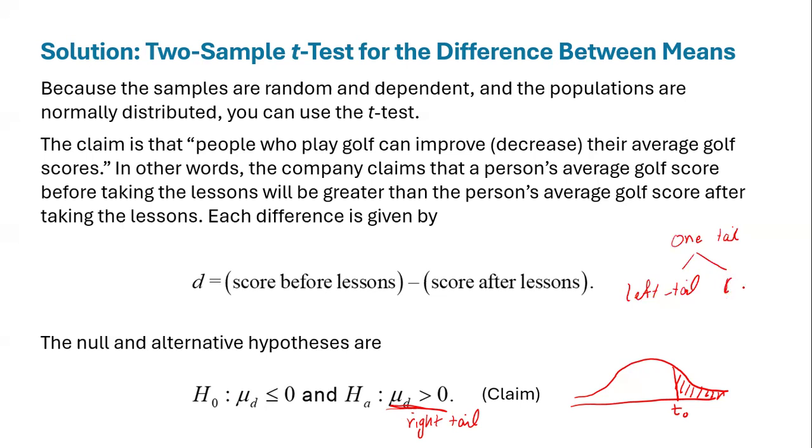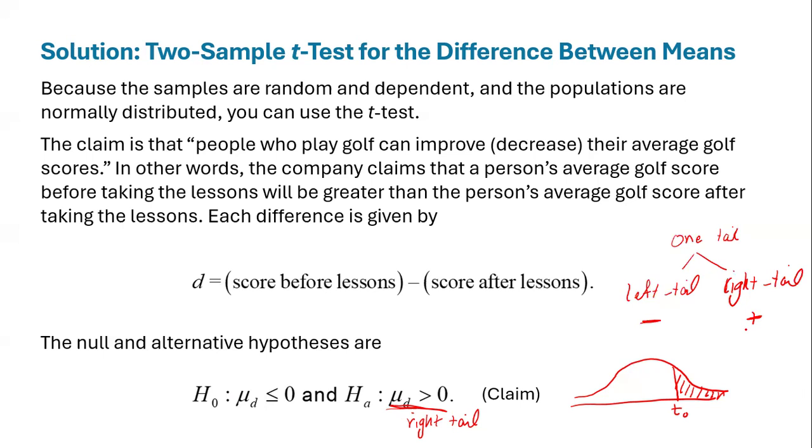Both of them are one tail test. But if it's a left tail test, we need to keep the number negative. If it's a right tail test, the number must be positive. I have a right tail test here. That means after finding the value from the t-table, I need to keep it positive.